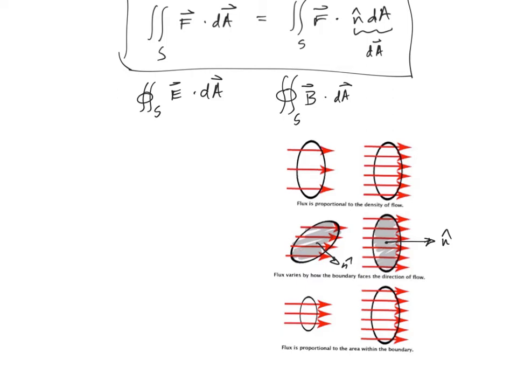Okay, so that's what flux depends on. The size of the field, the size of the surface, and the relative angle between the field and the surface, where the angle of the surface is determined by this n hat, which is always a unit vector that's perpendicular to the surface.